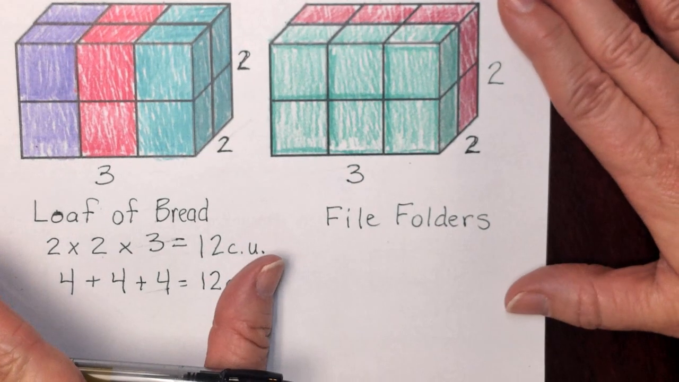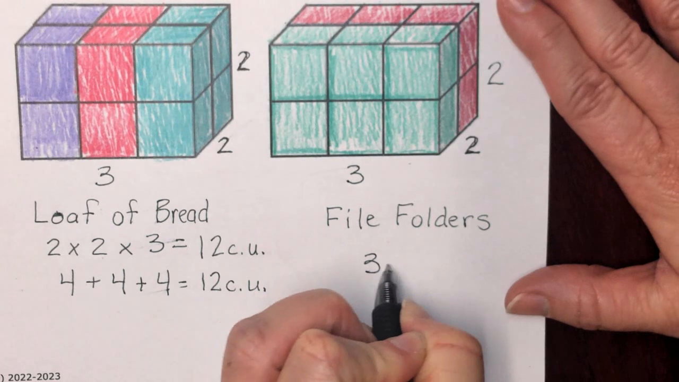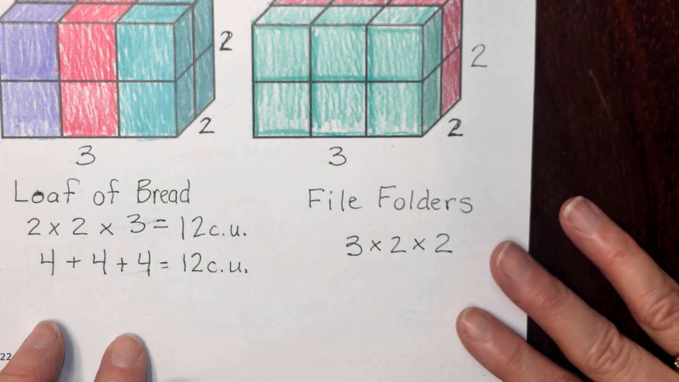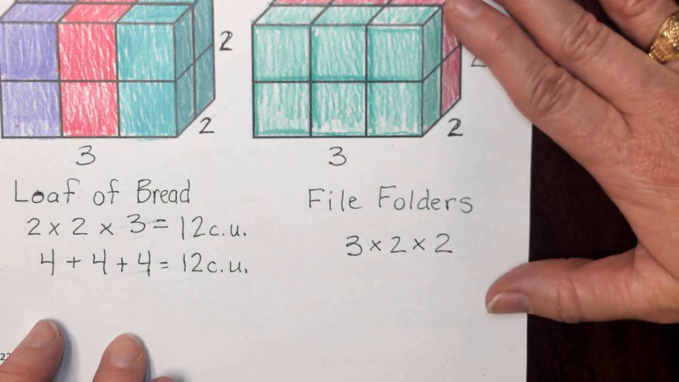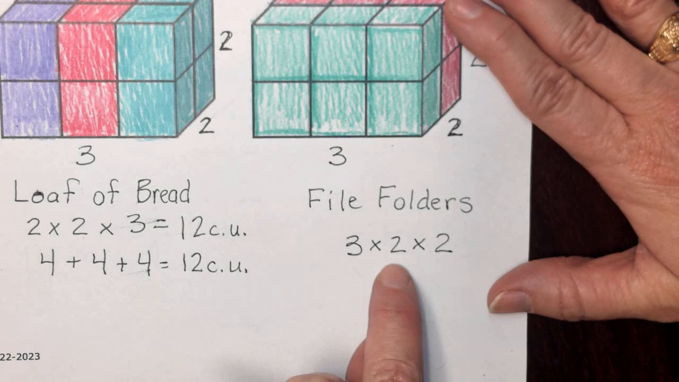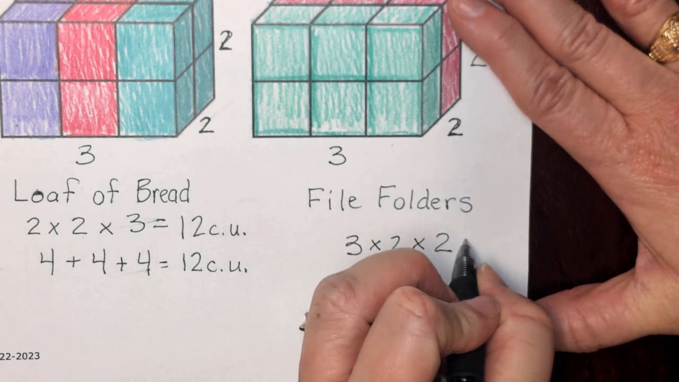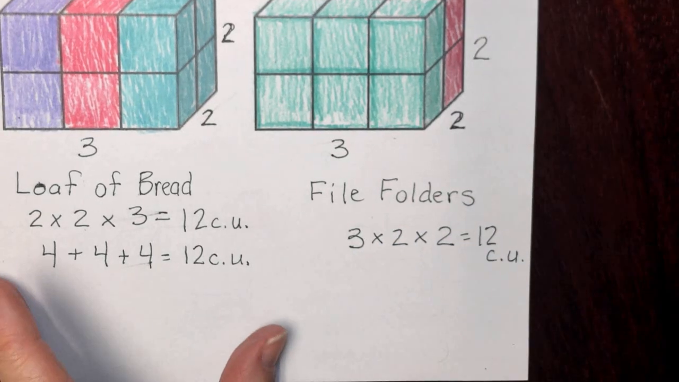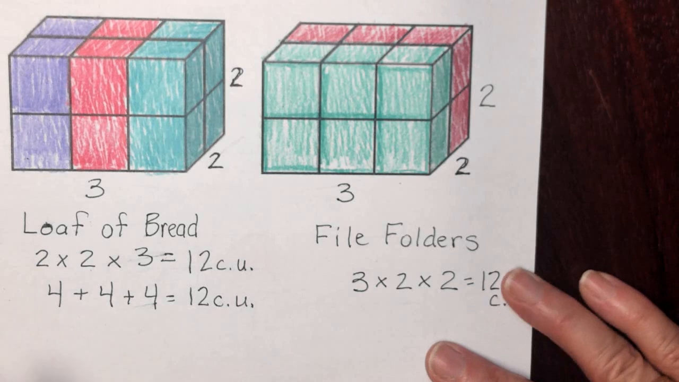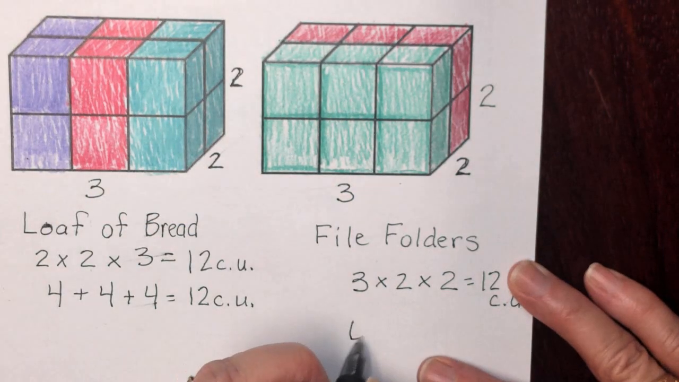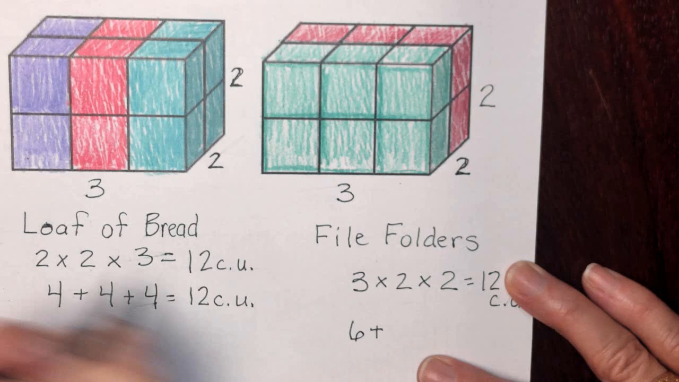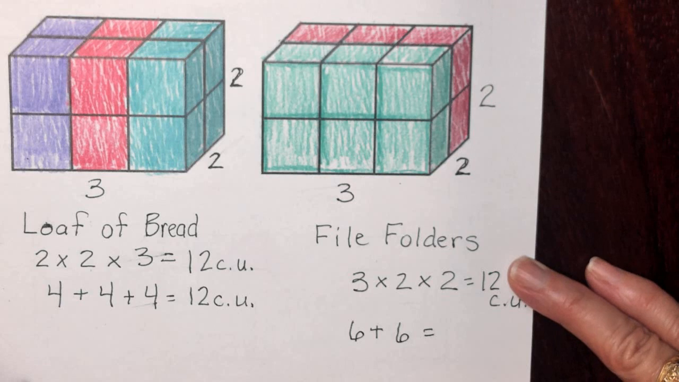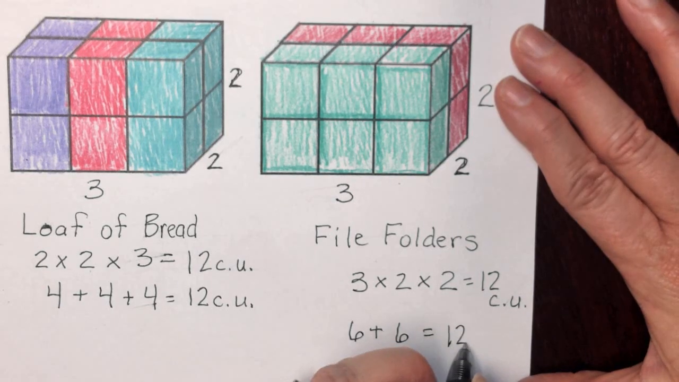So the formula that I could follow would be a 3 by 2 by 2 area. And what is 3 times 2? And what is 6 times 2? 12 cubic units. And if you wanted to use addition to help you, you could say, hey, my green layer is worth 6, and my red layer is worth 6. And how many total pieces do I have? 12.